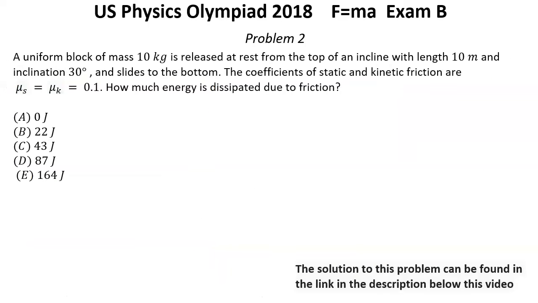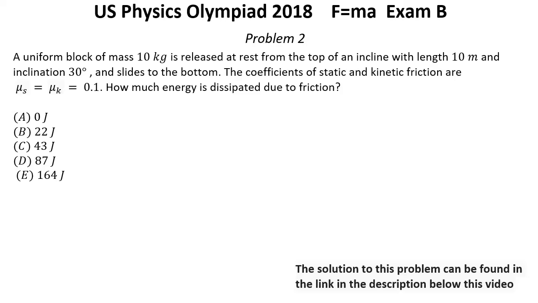Problem number 2. A uniform block of mass 10 kg is released at rest from the top of an incline with a length of 10 meters and inclination of 30 degrees, and slides to the bottom. The coefficients of static and kinetic friction are mu static equals mu kinetic equals 0.1. How much energy is dissipated due to friction? Solution for problem number 2.